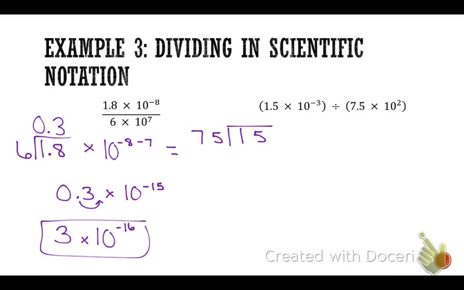But 75 doesn't go into 15. Okay, so I got a 0, and then my decimal, and so 75 goes into 150 how many times? 2, okay. Now I'm going to do my powers of 10. 10 to the -3rd power minus 2. I always do the first one minus the second one. What's -3 minus 2? -5. All right, so 0.2 times 10 to the -5th power.